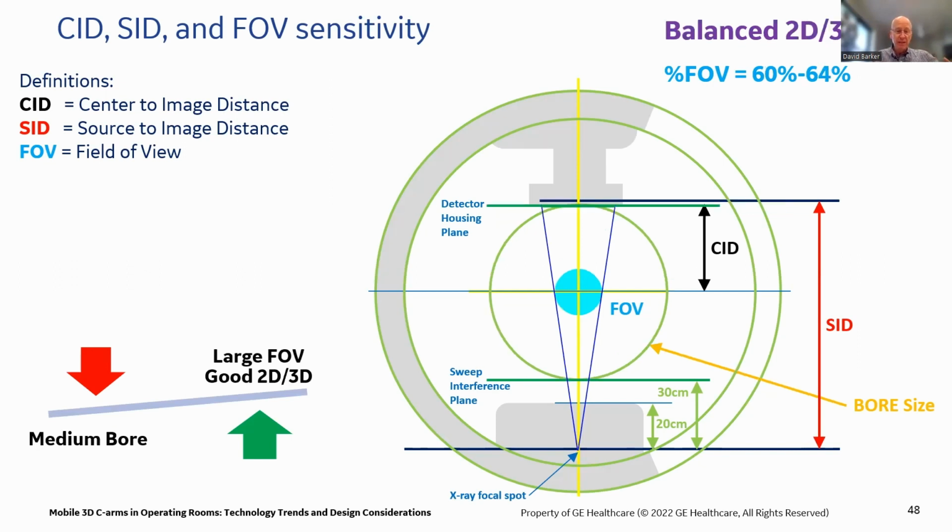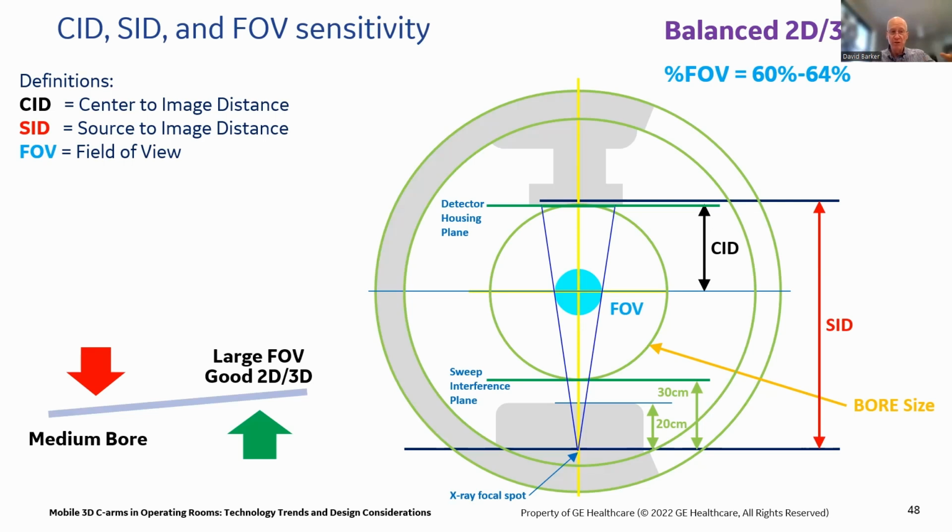Now there is kind of a magic spot. If I can get the FOV between 60 and 64%, I still can have a system that can be used in 2D easily and 3D, and gives me great 3D, gives me a good bore size. This would still probably give me a bore size in the 70 centimeter range and give me good workflow. And I can have one system in the room now that does both, instead of needing to devote my money to build one 3D system and then buy another 2D system. Because again, the doctor needs 2D and 3D in the room at the same time.